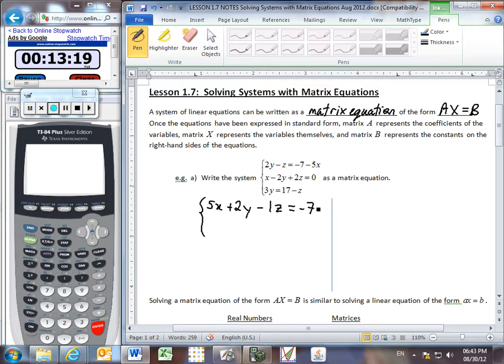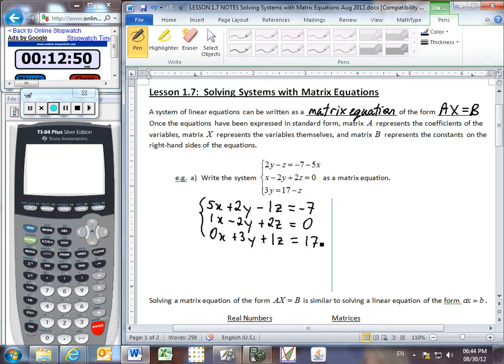My second equation, I'm fortunate that it's already written in standard form. I'm just going to add a 1 in front of the x. You'll see why in my next step. And plus 2z equals 0. And lastly, you'll notice that I have no x's at all in the third equation, so that means I've got 0 x's. And 3y. Let's bring the negative z across where it becomes a positive 1z equals 17.